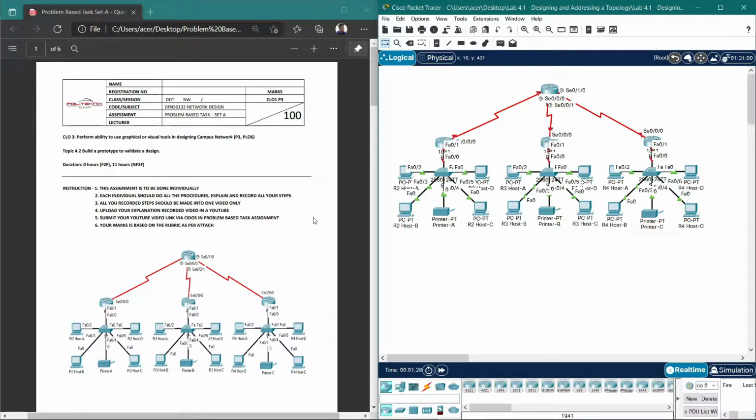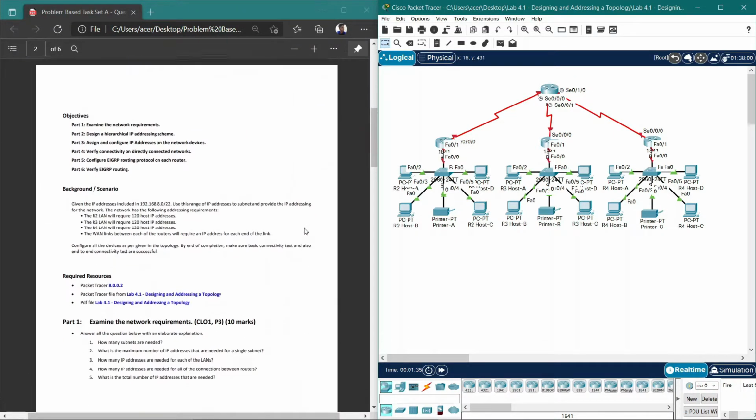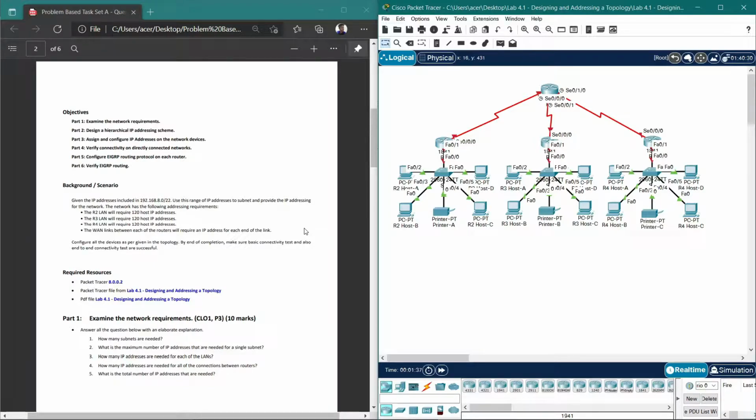This is a topology with 4 routers, 3 switches, 3 printers and 12 PCs. There are 6 parts in our objective. Part 1: examine the network requirements. Part 2: design a hierarchical IP addressing scheme. Part 3: assign and configure IP addresses on the network devices. Part 4: verify connectivity on directly connected networks. Part 5: configure the EIGRP routing protocol on each router, and Part 6: verify EIGRP routing.